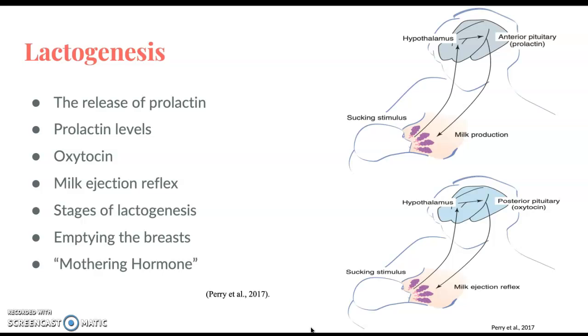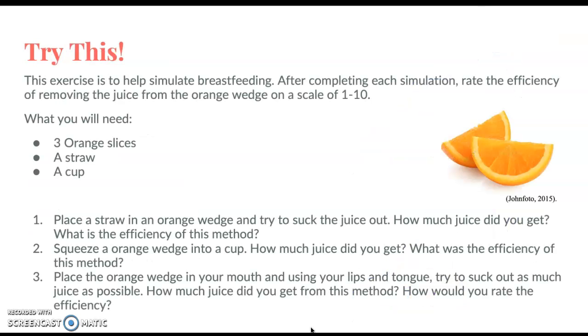Lactating breasts are never completely empty. Milk is constantly being produced by the alveoli as the infant feeds. Milk production is known as a supply-meets-demand system, because as milk is removed from the breast, more is produced. So we've added a little exercise for you. This exercise is to help demonstrate breastfeeding.